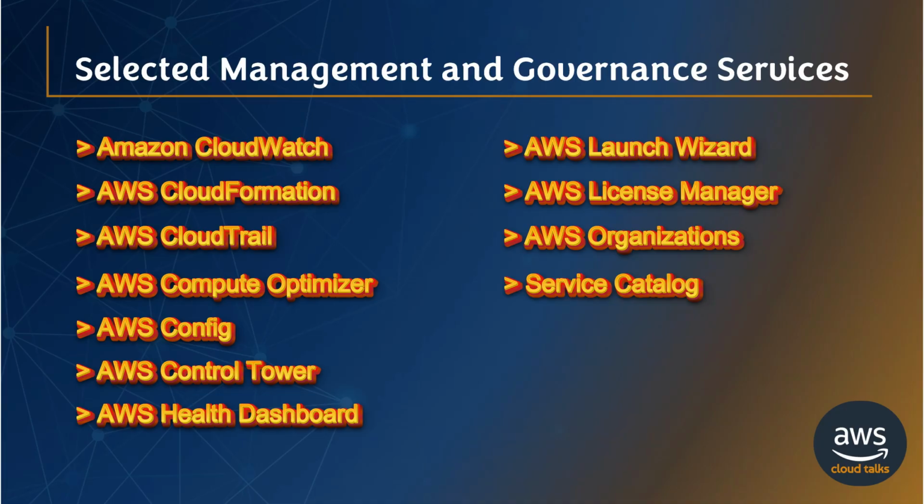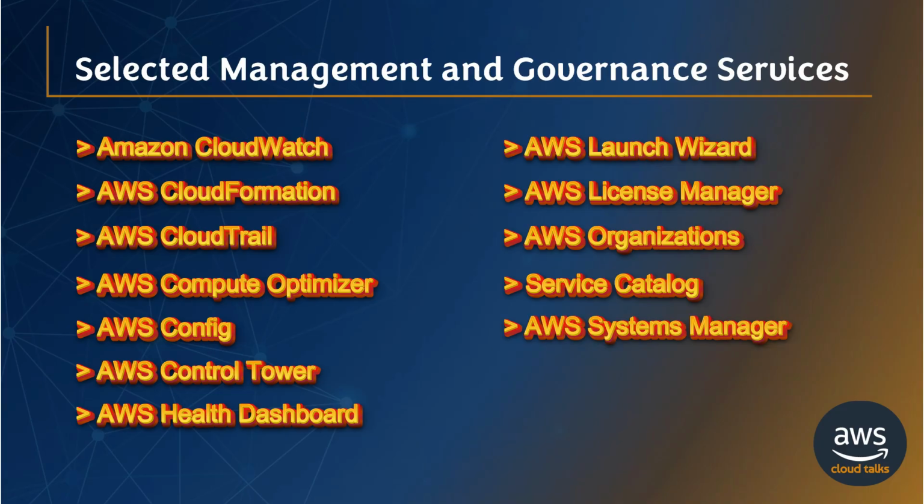Service Catalog. Service Catalog allows organizations to create and manage catalogs of IT services that are approved for use on AWS. These IT services can include everything from virtual machine images, servers, software, and databases to complete multi-tier application architectures. Service Catalog allows you to centrally manage commonly deployed IT services and helps you achieve consistent governance and meet your compliance requirements while enabling users to quickly deploy only the approved IT services they need.